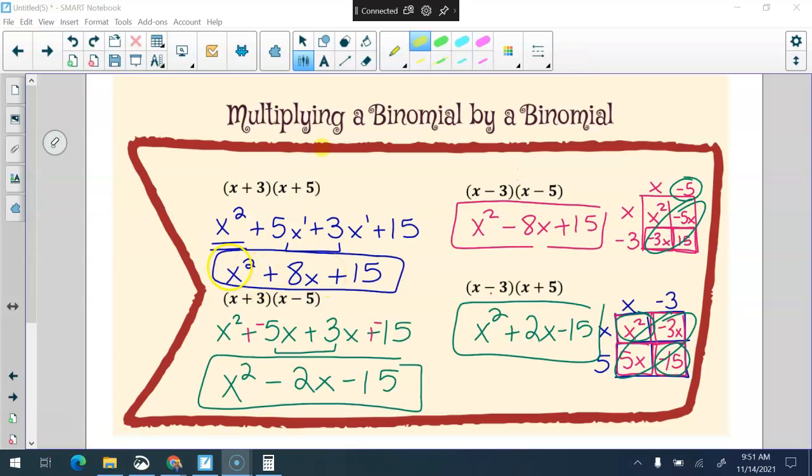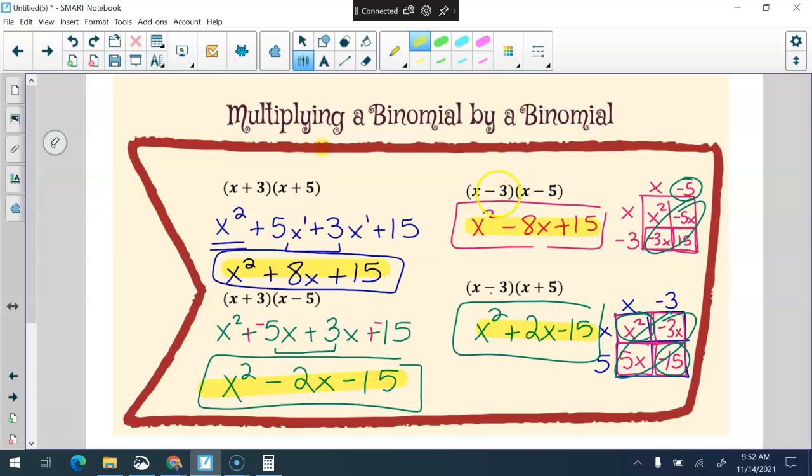Now looking at these trinomials, they are all very similar. They have 15s or -15s at the end, and in the middle term is either 8, -8, or 2 or -2. So there are some patterns to notice here. We had a positive 15 because these were positive here, and 5x and 3x were also positive, making it 8x.